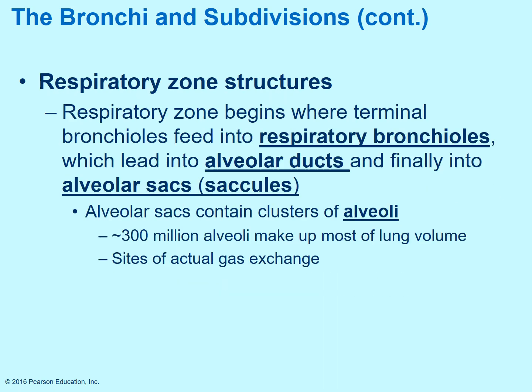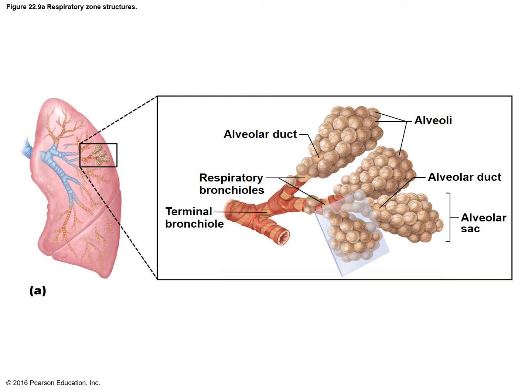In the respiratory zone, the terminal bronchi feed into what's known as the respiratory bronchioles, which then move to the alveolar ducts, and finally to the alveolar sacs, which contain a cluster of alveoli that looks kind of like a grape cluster. It is at the alveoli where you are going to finally have the gas exchange.